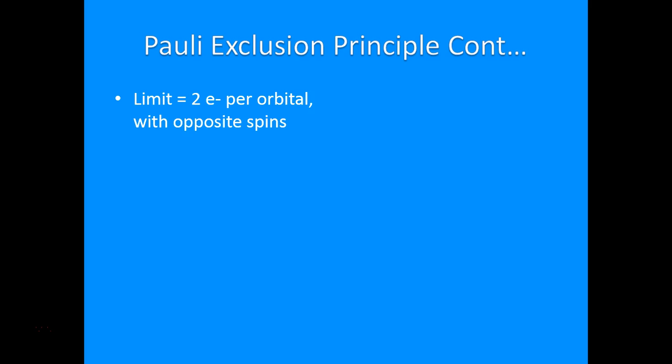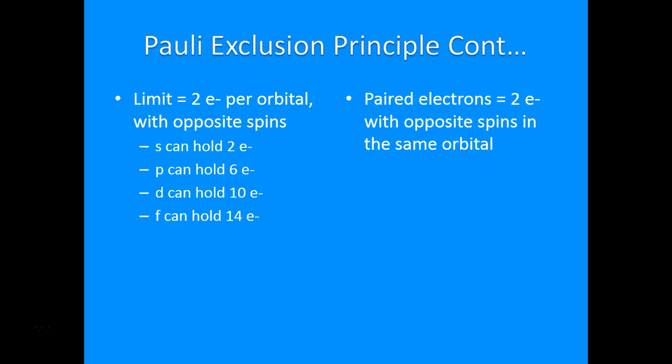Okay, some other things here. It says there are 2 electrons per orbital. So if you remember, if we talk about the sublevels and how many orbitals they have, S sublevel has 1 orbital, so it can hold 2 electrons. P sublevel has 3 orbitals, so it holds 6 electrons. D sublevel has 5 orbitals, so it can hold 10 electrons. And F has 7 orbitals, so it can hold 14 electrons.